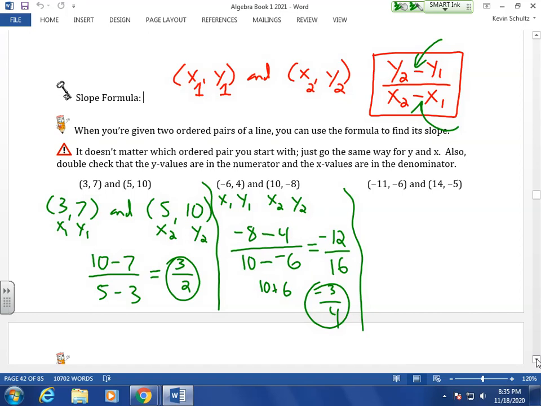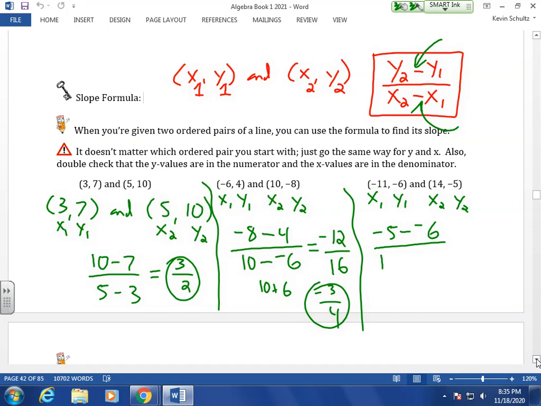Third one, lots of negatives going on here, okay? But we're not scared of those. x1, y1, x2, y2. We label them first x, first y, second x, second y. y2 minus y1. Yes, the subtraction sign from the formula and the sign on that value have to go in there. Negative 5 minus negative 6.